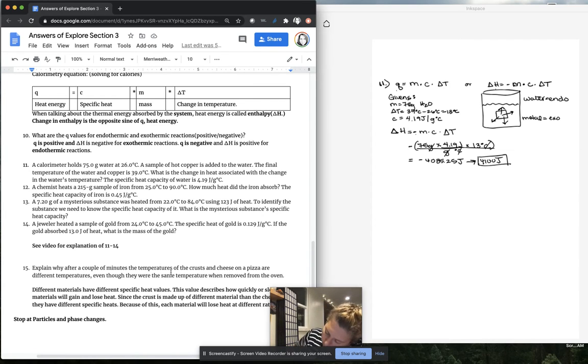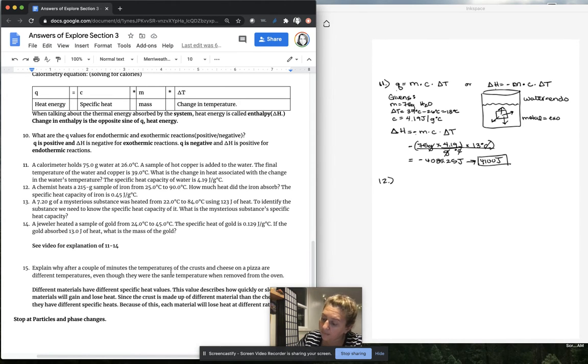Let's look at number 12 on your problems. Number 12 says a chemist heats a 215 gram sample of iron from 25 degrees Celsius to 90 degrees Celsius. How much heat did the iron absorb? So that's what we're trying to solve for. The specific heat capacity of iron is 0.45 joules per gram degree Celsius.